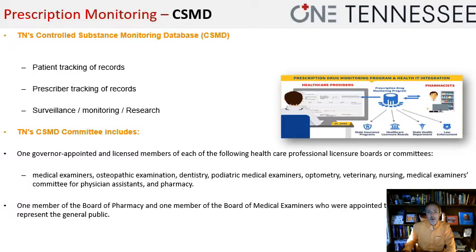Tennessee's CSMD committee includes one governor-appointed and licensed member of each of the following healthcare professional licensure boards or committees: one member of the Board of Pharmacy and one member of the Board of Medical Examiners, who are appointed to those boards to represent the general public, are also included. So pharmacy and the Board of Medical Examiners technically have two representatives on the governor-appointed board.